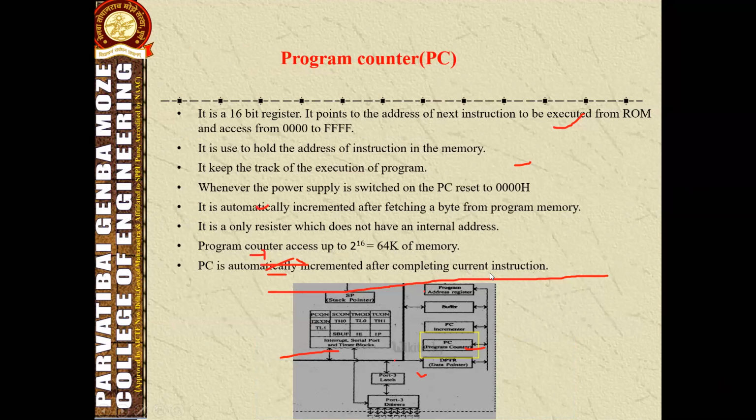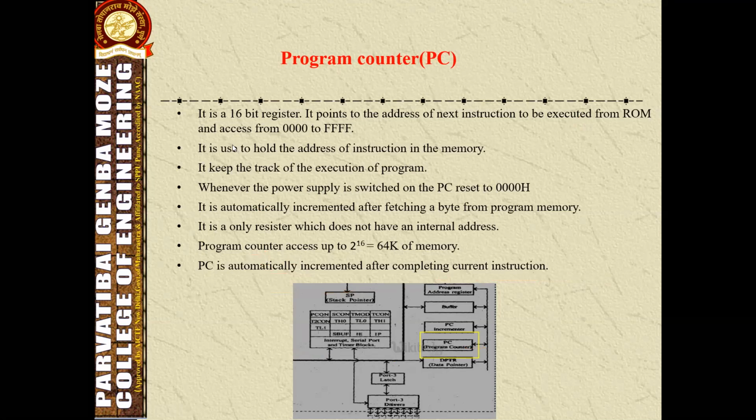So next, see the program counter. What is the program counter? The program counter is a 16-bit register. It is used to hold the address of the instruction in the memory. It contains the information of the address, not a direct address. It contains the information of the address of the memory.